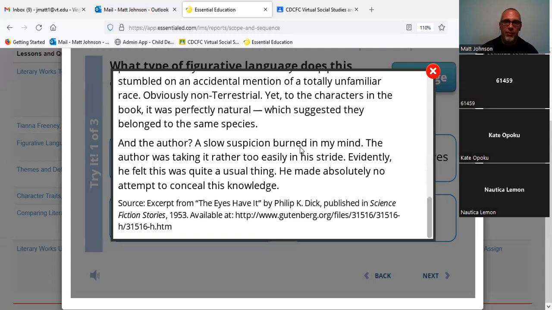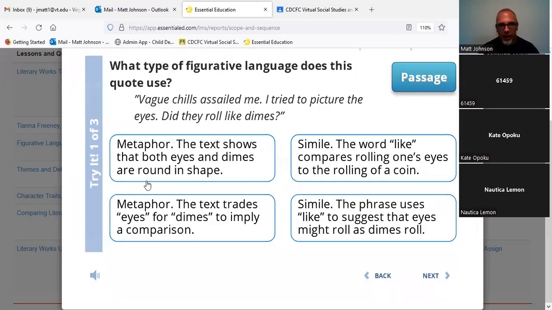So that is an excerpt from The Eyes Have It. That's a short story by Philip K. Dick. And so, vague chills assailed me. I tried to picture the eyes. Did they roll like dimes? So that's a simile, and the word like is what we're looking for there. So eyes roll like dimes, right? That's our tip-off that it's a simile.